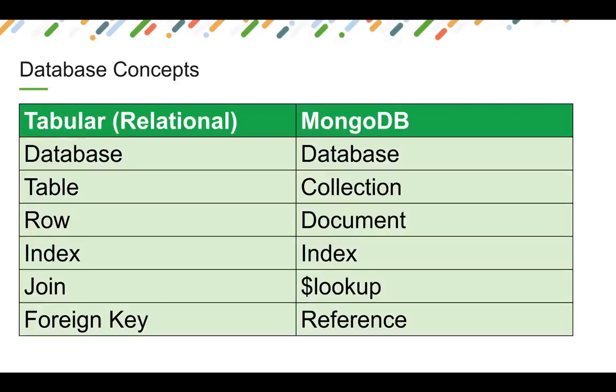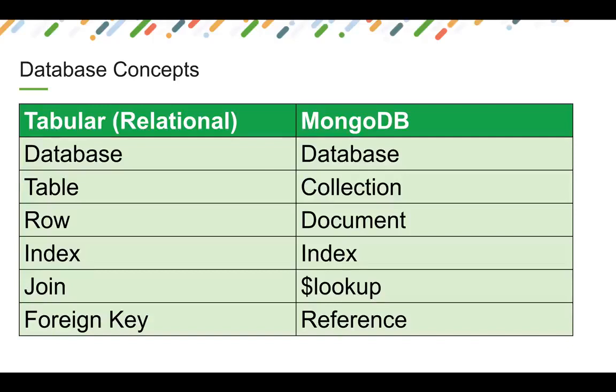So let's review some database concepts. We're going to just review some terminology. So what a lot of people are used to are tabular or relational databases. So we think of things like databases, tables, rows, and stuff like that. So MongoDB has similar concepts that use different terms. So I just want to kind of make everyone aware of those terms. So instead of table, we have collections. Instead of rows, we have documents.